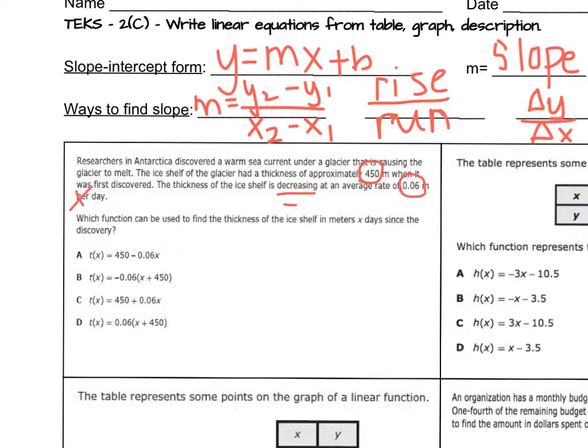Per, remember, that means times. Which function can be used to find the thickness of the ice shelf in meters at X days since the discovery? So we have 450. Remember, we said decreasing means minus. 0.06 per means multiply. So we actually have a match to our equation right here on letter A.